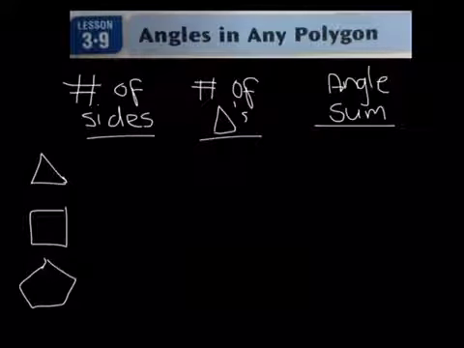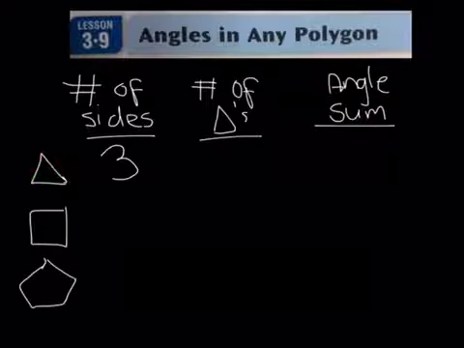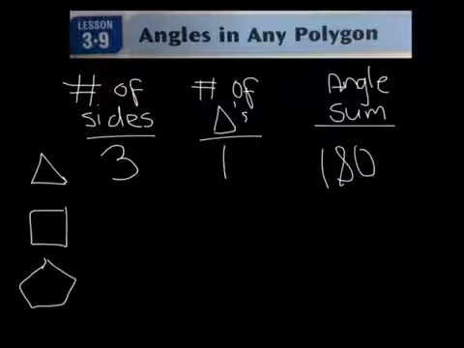Let's begin with the triangle. A triangle has a number of sides. Well, it has 1, 2, 3. So we have 3 sides. And how many triangles do we have in a triangle? Well, just simply 1. And what is the sum of all the angles? Well, as you know, boys and girls, a triangle will always equal 180 degrees.